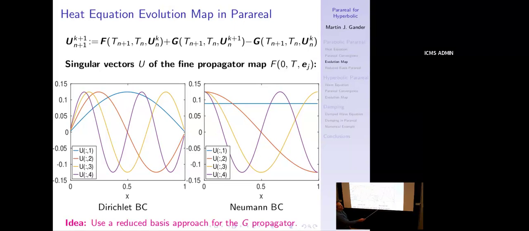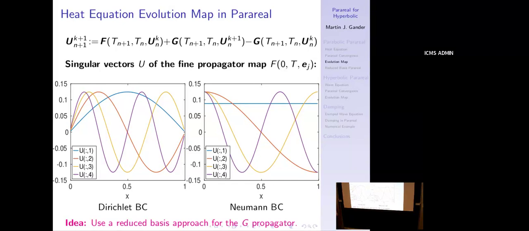Here you get the Neumann case. So there is the constant mode, which is the first one you need. And then there are the cosine modes, like in a Fourier expansion, because you have homogeneous Neumann conditions. So cosine mode, next cosine mode, next cosine mode. So this was the fundamental idea, to do a reduced basis type coarse propagator. And I think this is really a very, very good approach. That's what I would recommend for any parabolic problem.